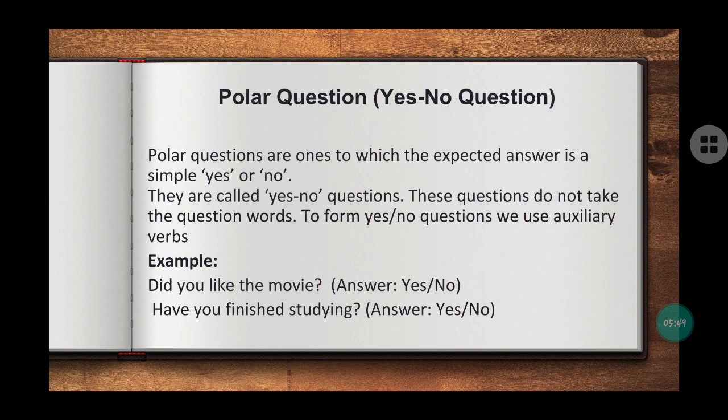How do we frame the question tag? You use the auxiliary at the end of the sentence when you are framing the question tag. Whereas in the polar question, you will use the same auxiliary before beginning the question. For example, did you like the movie? It begins with the auxiliary. The answer will be yes or no. Have you finished studying? The answer will remain yes or no.